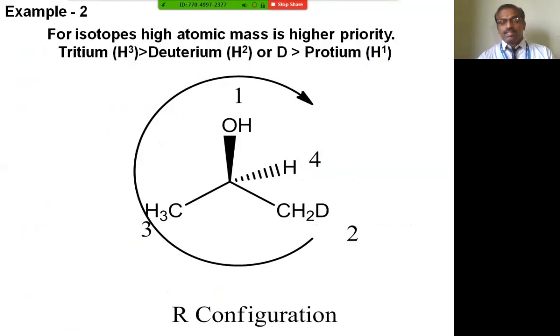Example number two. Sometimes they will give some isotopes. Sometimes they may give isotopes. That time you have to take care. So three main isotopes only you have to highlight. We have highlighted here that you have to take care. That is the main isotope. Highest is this H3, tritium. Deuterium you know that H2, then protium H1.